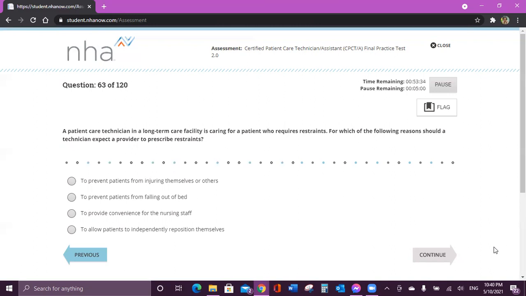A patient care technician in a long-term care facility is caring for a patient who requires restraints. For which of the following reasons should the technician expect a provider to prescribe restraints? To prevent the patient from injury, to prevent the patient from feeling, I don't know, to allow patient integration of the content.